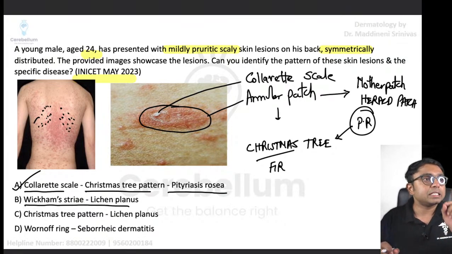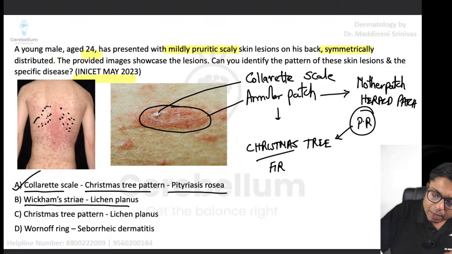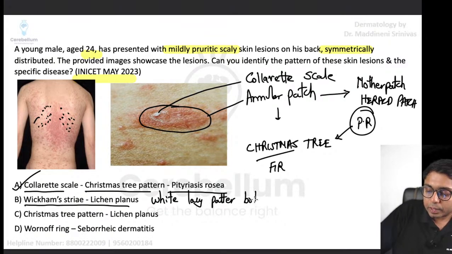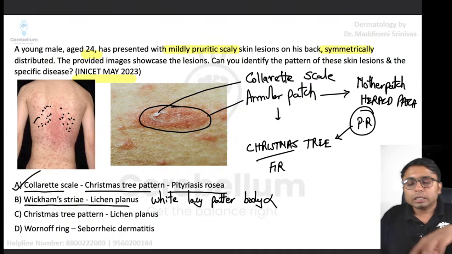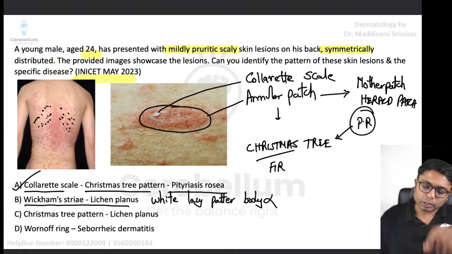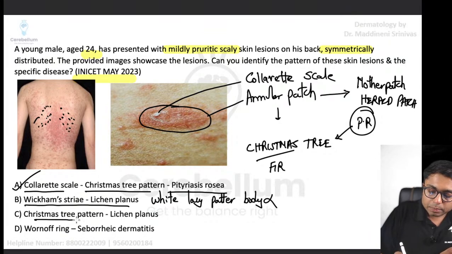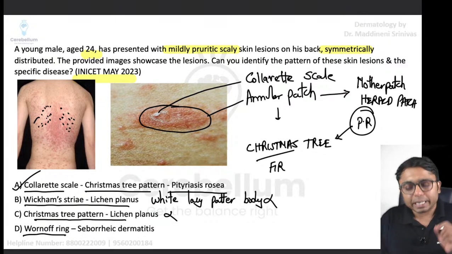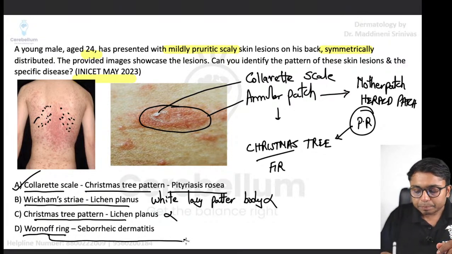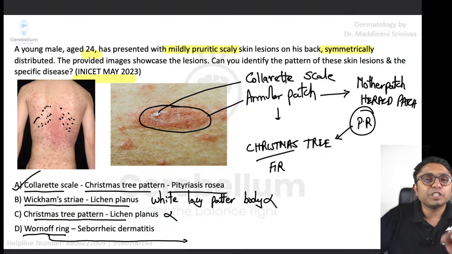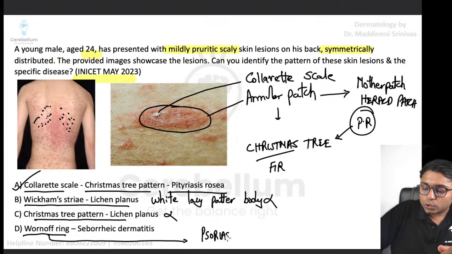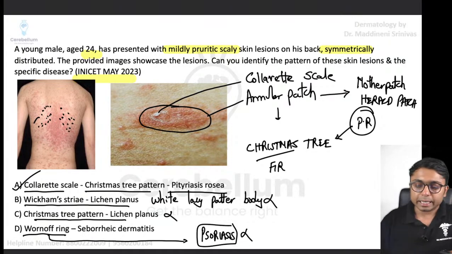Option B says Wickham striae and lichen planus. Yes, in lichen planus we are going to see Wickham striae, which is a white lacy or network-like pattern which we can see over the body. But that is not the actual image which is given, so this is not the answer. Christmas tree pattern is not seen in lichen planus. Option D says Voronov ring and seborrheic dermatitis. Remember, Voronov ring is a rim of hypopigmentation which we can see in psoriasis lesions. So Voronov ring is associated with psoriasis, and this is also not the answer here.